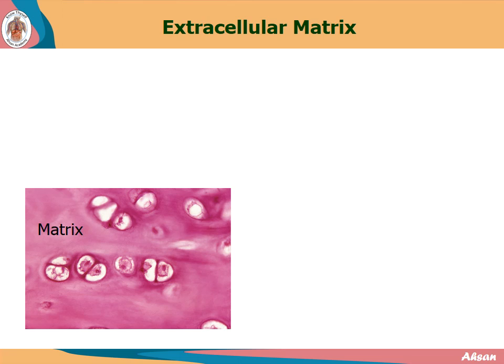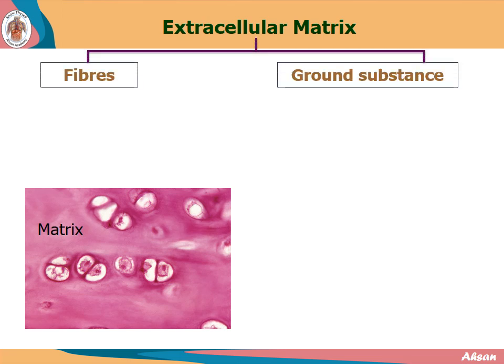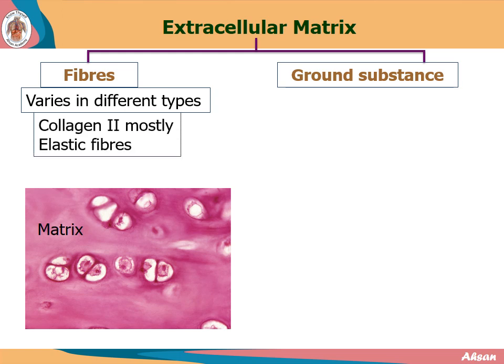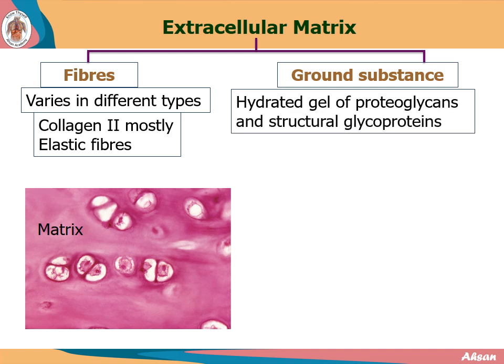The extracellular matrix is shown here in the figure. You can see this contains fibers and ground substance. These fibers vary among the different types of cartilage, and we will discuss it in detail with each type. Mostly the collagen fibers are of type 2, and in some cartilages there are elastic fibers.